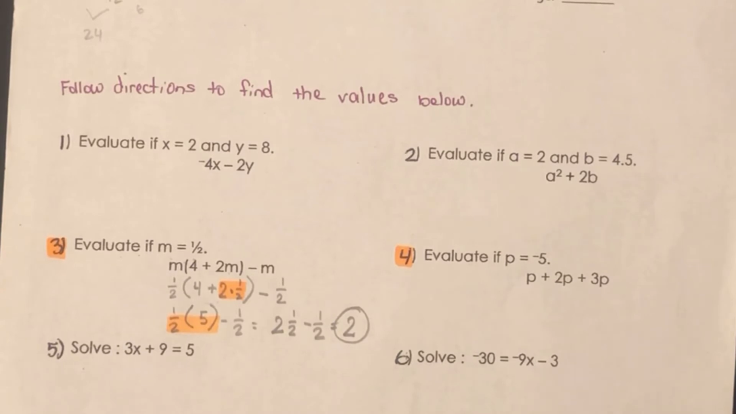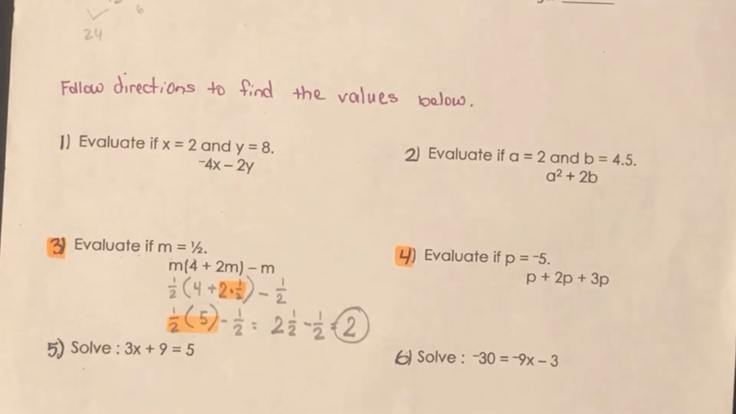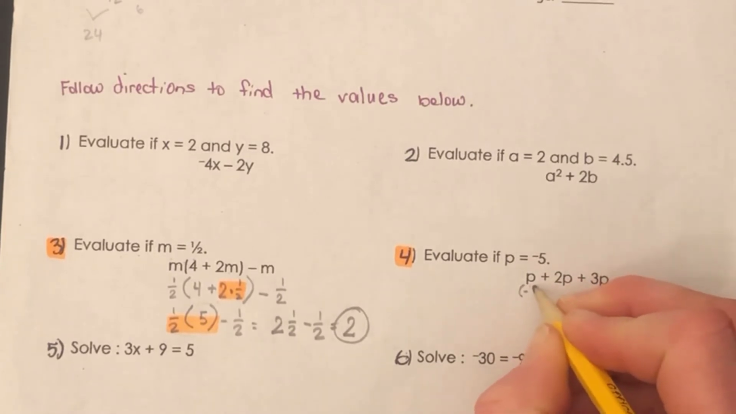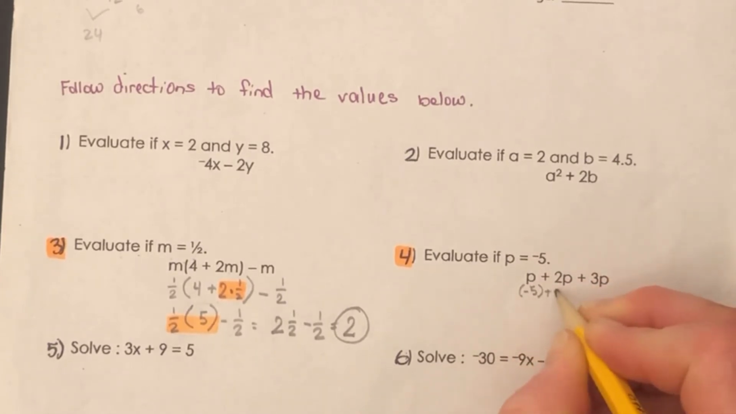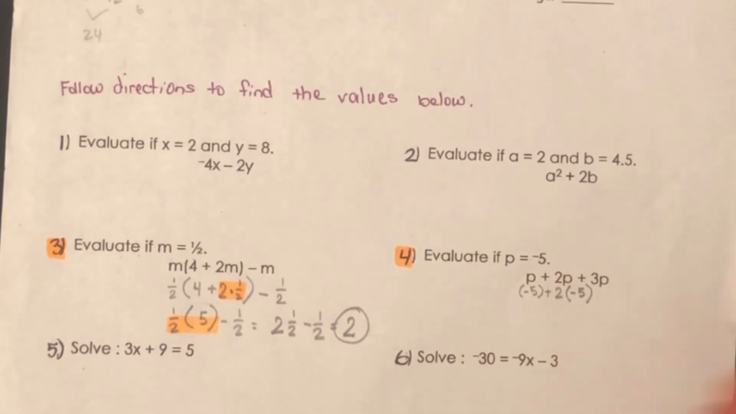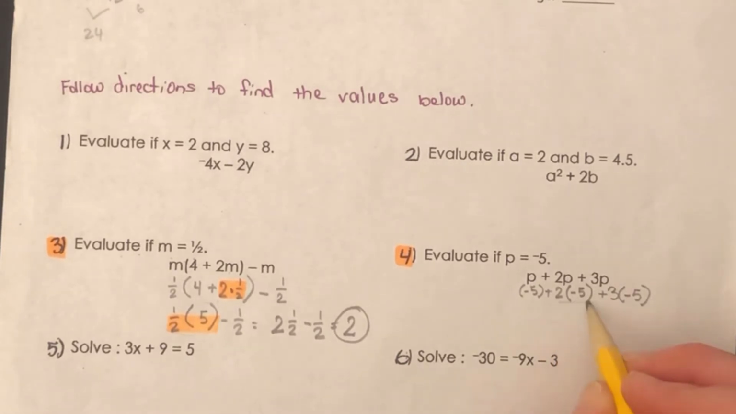Number 4, we'll substitute -5. Remember, since it's a negative integer, we're going to put it in parentheses. So -5 plus 2, I'm going to put -5 again, times -5, plus 3 times -5. All right, so I've got -5 plus, so I've got 2 multiplication.